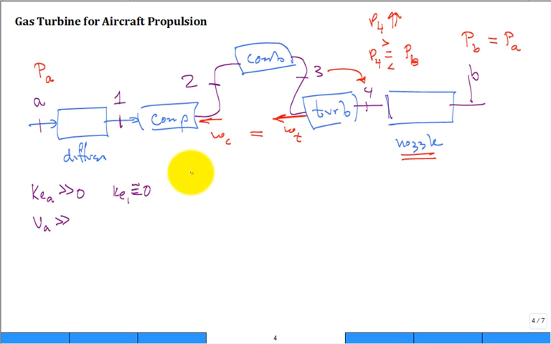Because we talked about the pressure ratio across the compressor, P2 divided by P1. Isn't that the pressure ratio across the compressor? Is that the same as the inverse of the pressure ratio going across the turbine? Is P3 divided by P4 the same? Is the pressure ratio across the turbine the same as the pressure ratio across the compressor?